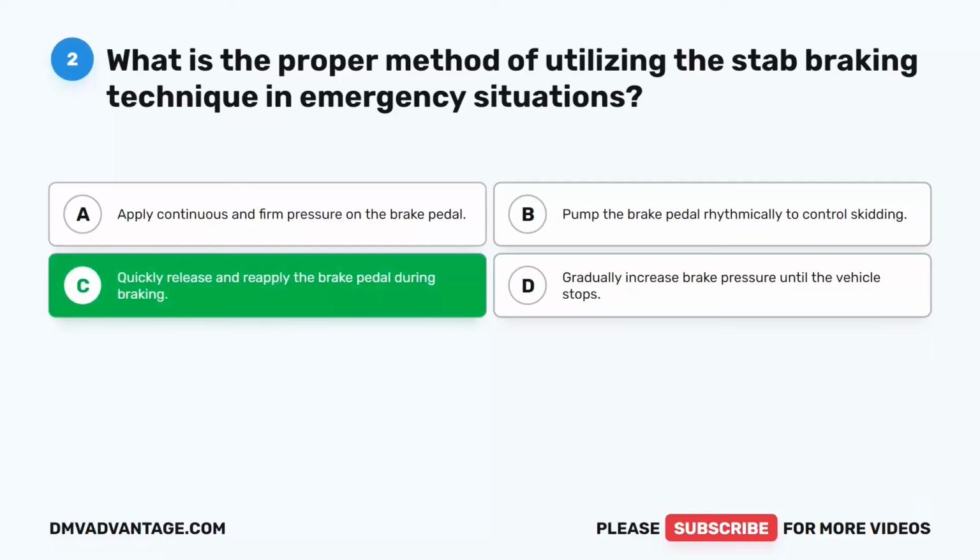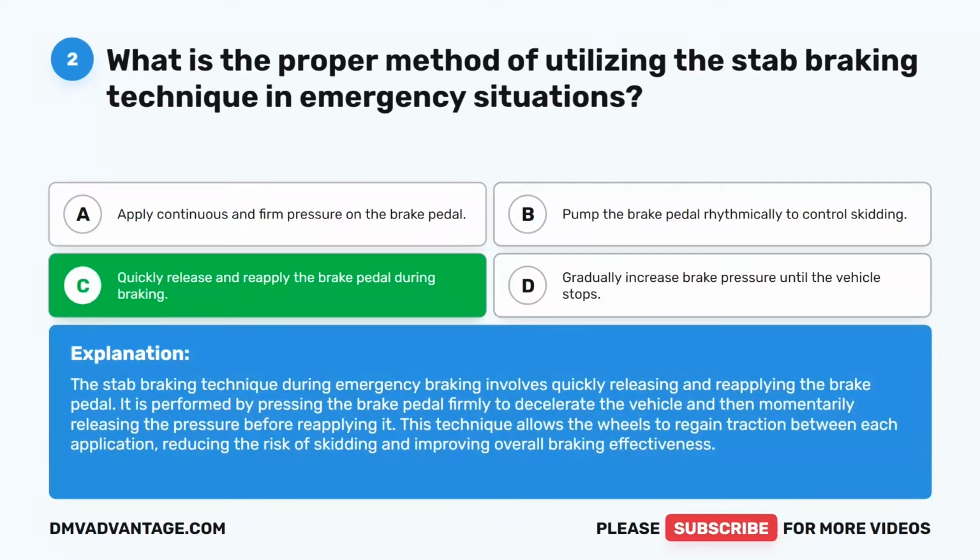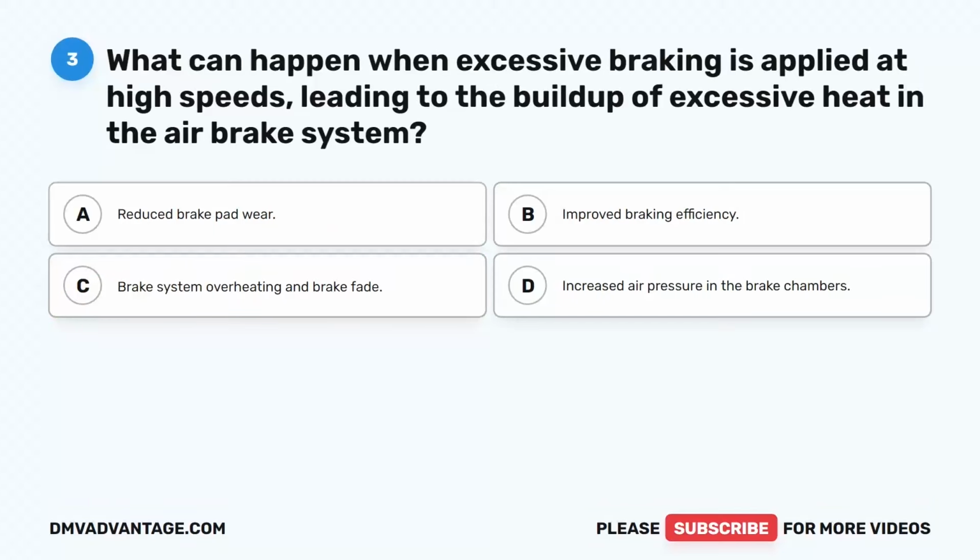The correct answer is C. Quickly release and reapply the brake pedal during braking. The stab braking technique during emergency braking involves quickly releasing and reapplying the brake pedal. It is performed by pressing the brake pedal firmly to decelerate the vehicle and then momentarily releasing the pressure before reapplying it. This technique allows the wheels to regain traction between each application, reducing the risk of skidding and improving overall braking effectiveness.